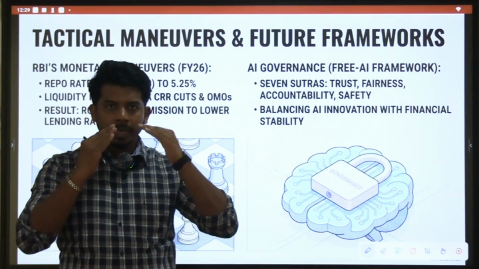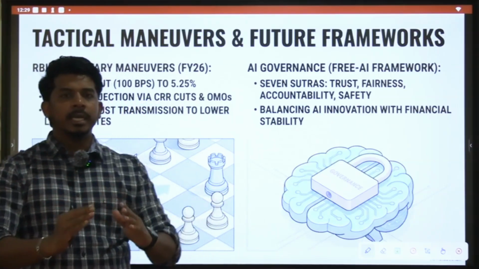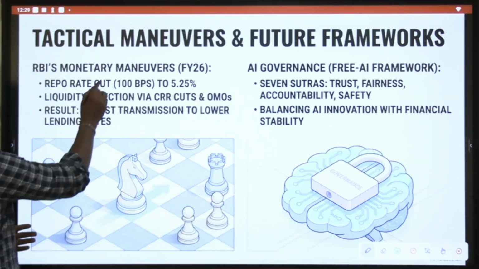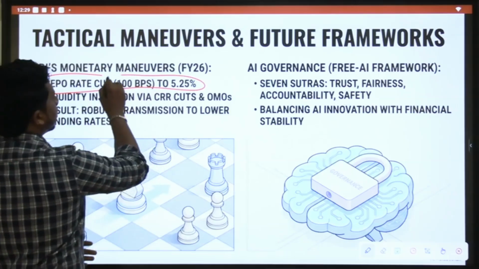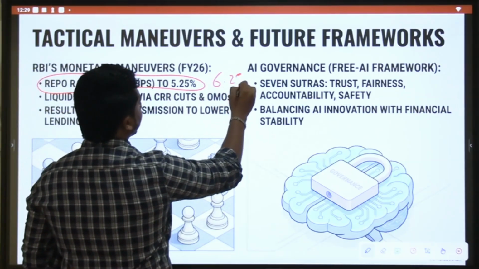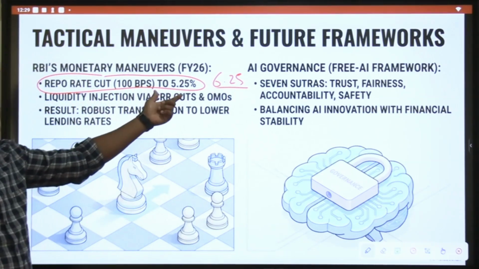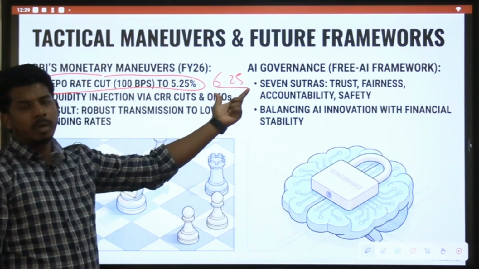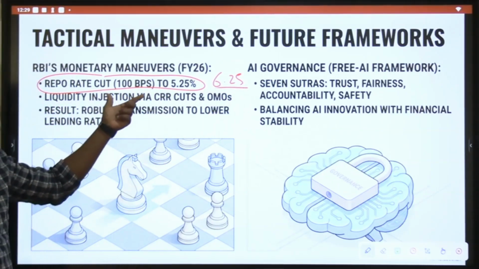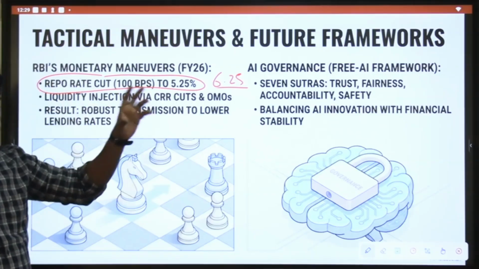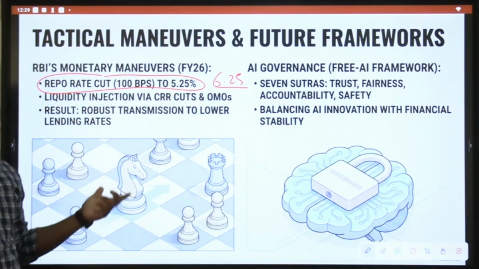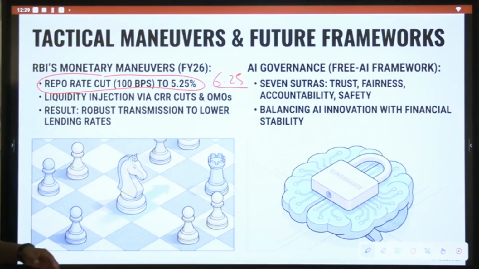Now it is time to increase the money supply in the economy. So RBI has reduced the repo rate. From 6.25 it has been reduced to 5.25. 1% means 100 basis points. We have reduced the repo rate from 6.25 to 5.25.